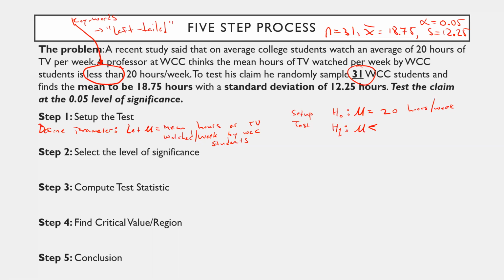But what were we all kind of like, wait, no way, that seems high, okay? So what we want to do is show evidence that, no way, the average student watches less than 20 hours per week, okay? What we don't want to say is that, oh, they watch 18.75. No. We just want to say, no, wait, okay, slow down. WCC students watch less than 20 hours of TV per week. Thank you very much, okay? That's what we want to test.